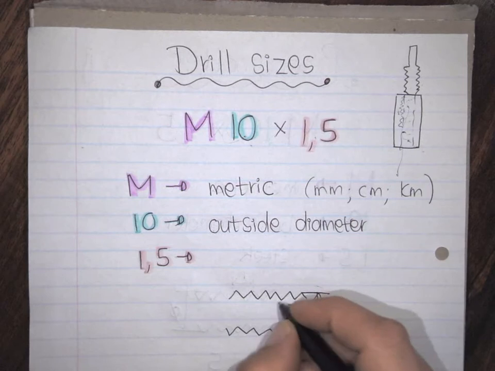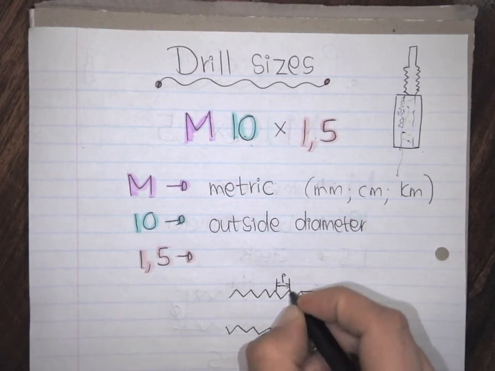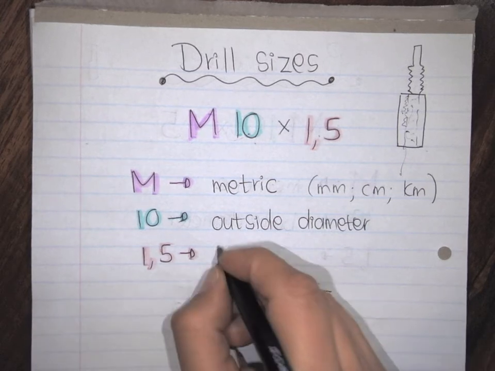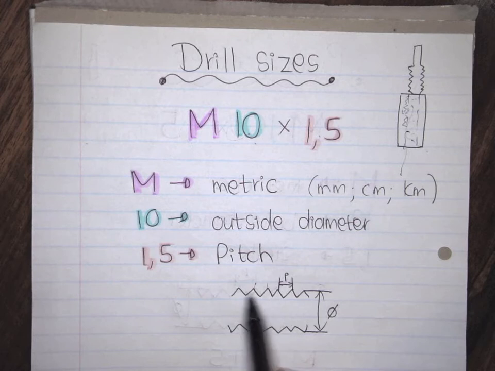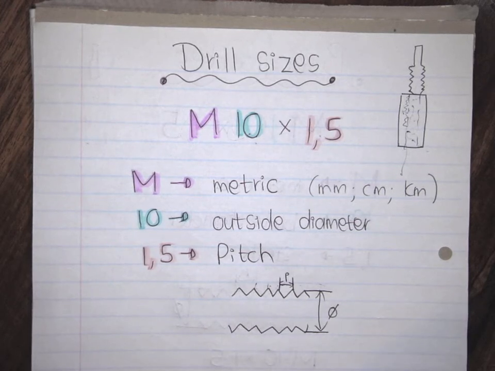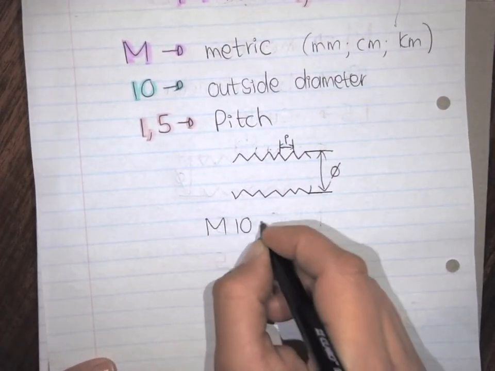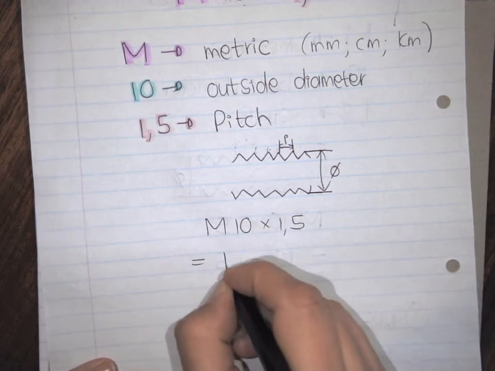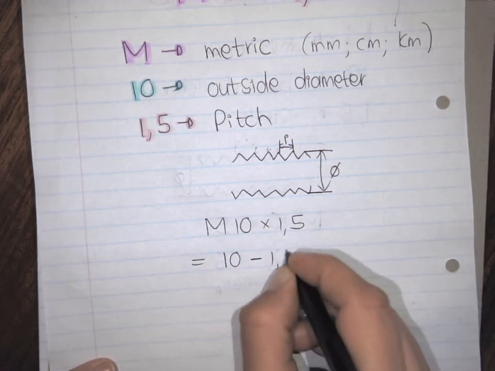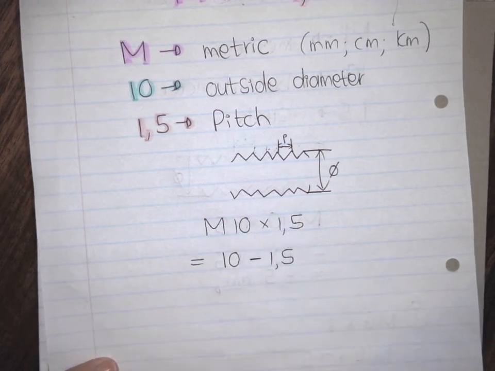And what is the 1.5? It's the size, or the distance, of my pitch. So from this sharp point to that sharp point on the screw thread, my pitch. So each one of these teeth is 1.5 millimeters from one another. Okay. So to be able to calculate it, you just write there M10 by 1.5, so they know you're going to use this one, equals 10 minus 1.5. So you just take this and you minus that one. It's as easy as that.